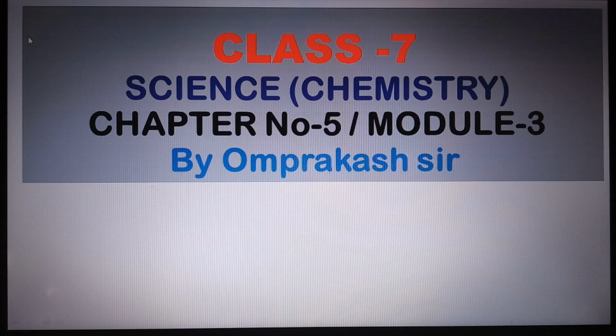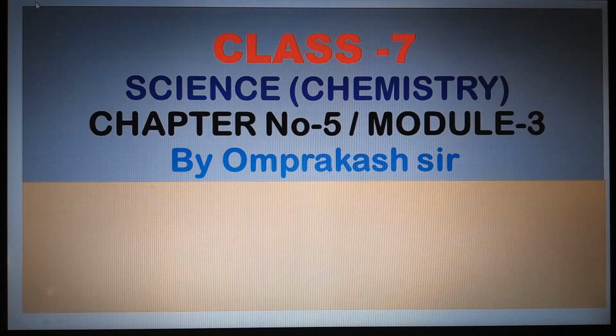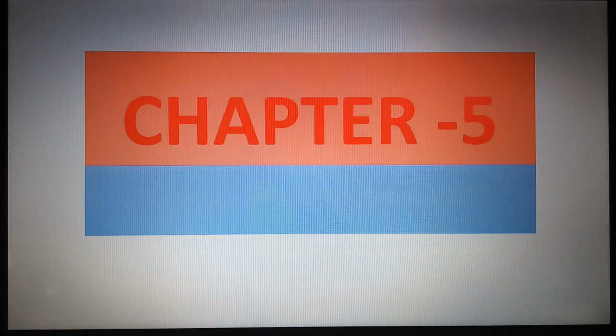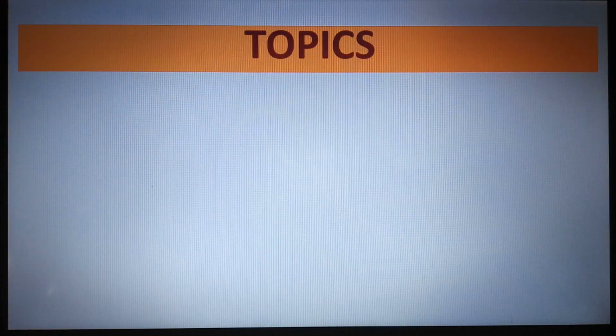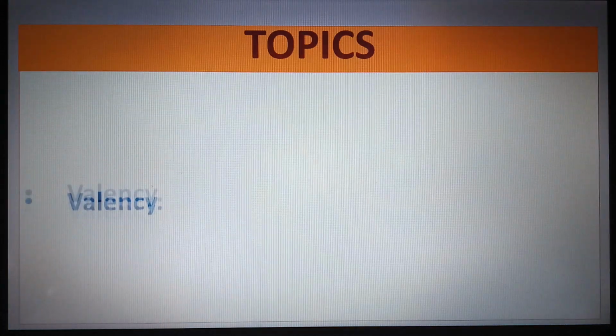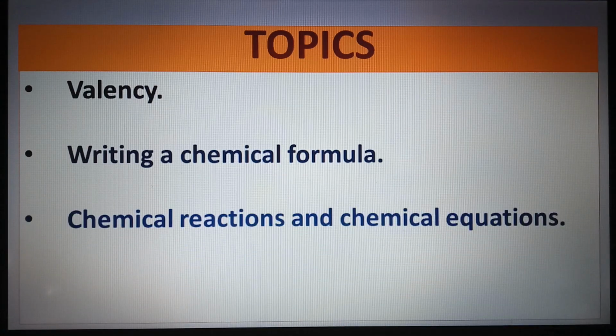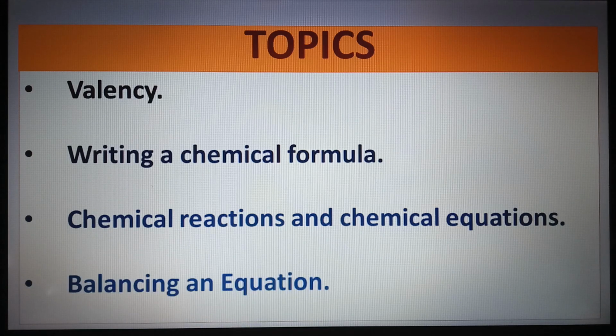Students, in chapter number 5, we are going to learn about module number 3. This will be the last module of the chapter, that is matter and chemical formulae. The topics which we are going to cover in this last module are valency, writing a chemical formula, chemical reactions and chemical equations, and balancing an equation.